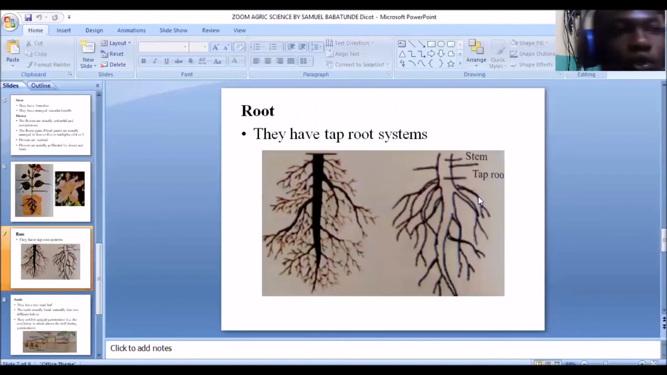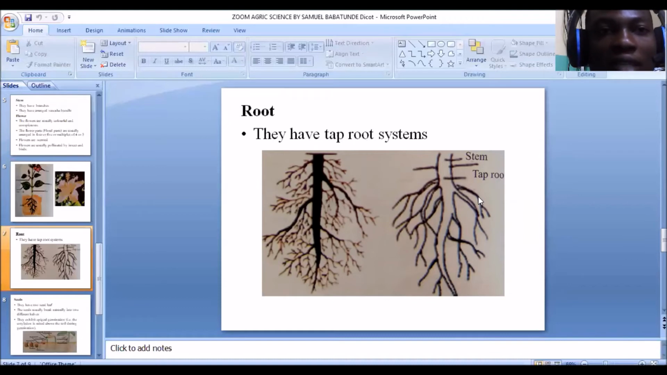Now let's look at the roots of a dicotyledonous plant. When you see the roots of a dicotyledonous plant, what are the noticeable things that you observe? The roots of a dicot plant possess what we call the taproot system. Like I told you, we have two types of root system: the fibrous root system and the taproot system. The fibrous root system is that possessed by the monocot plants. It's not long. They don't have a deep root. The root is just fibrous, scattered and clustered around each other.